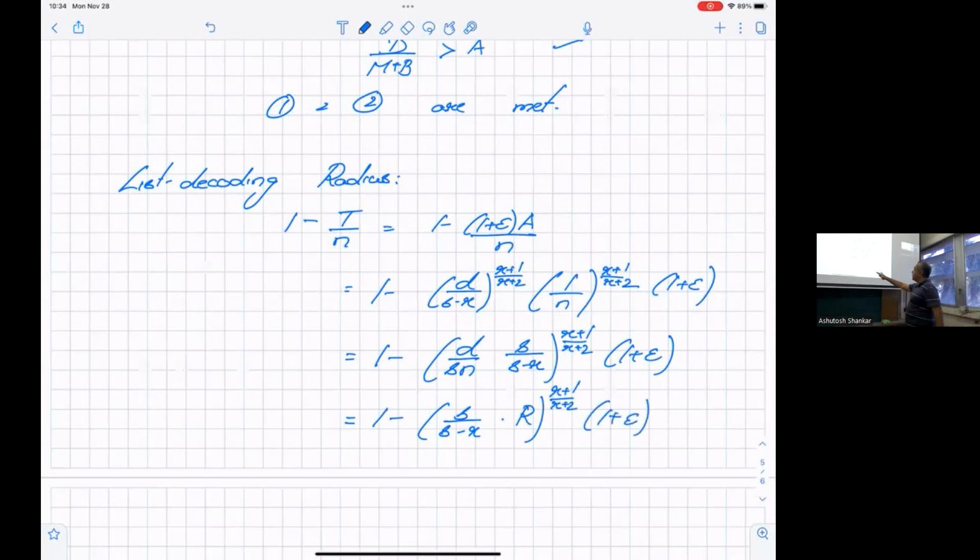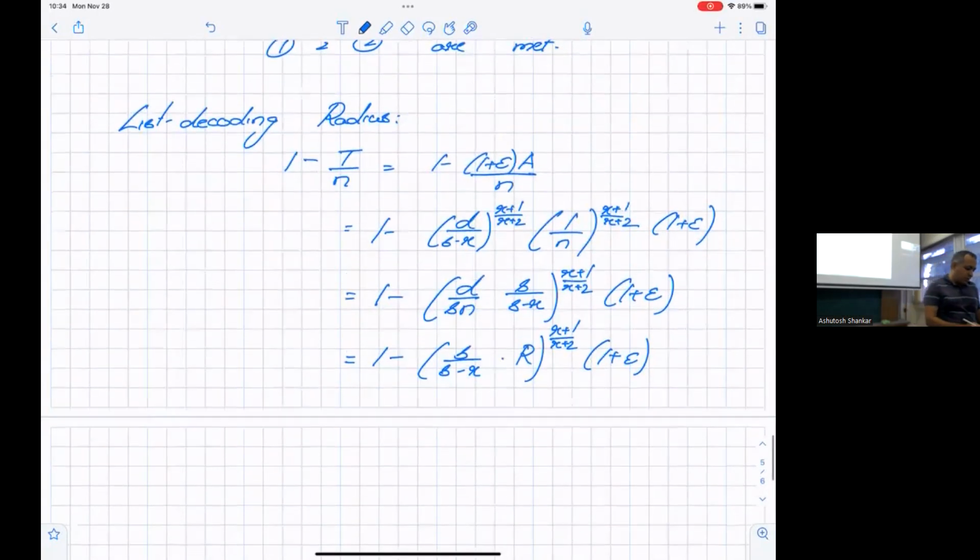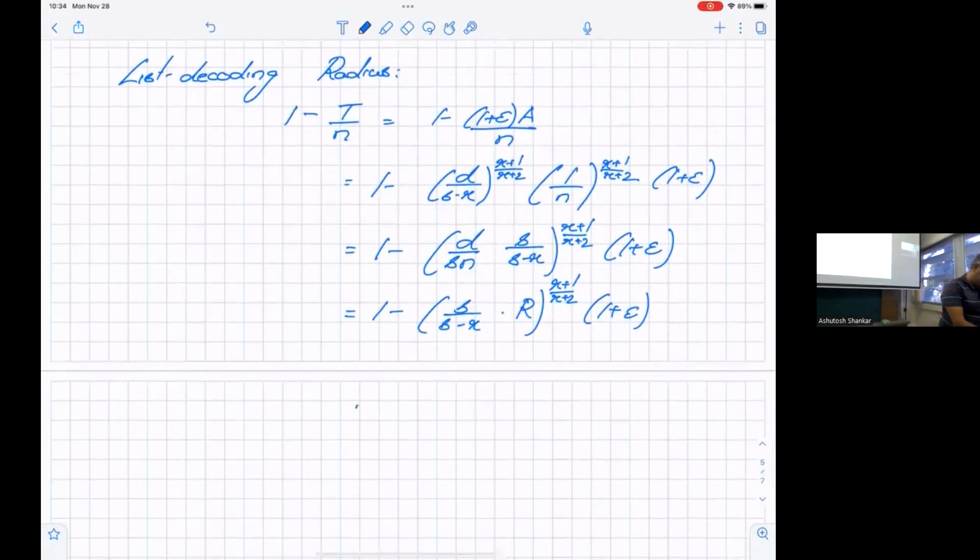So you can decode all the way up to this point. I want this point to be as close to 1 minus R as possible. If you choose small r to be large enough, this quantity is essentially just this. This doesn't matter. If you choose s to be significantly larger than r, this is also almost 1. Therefore, depending on how close you want to be to the capital R, you choose this accordingly. So basically, this is roughly 1 minus R.